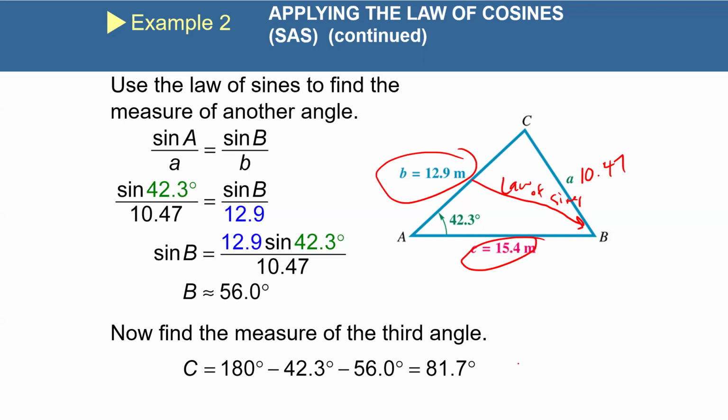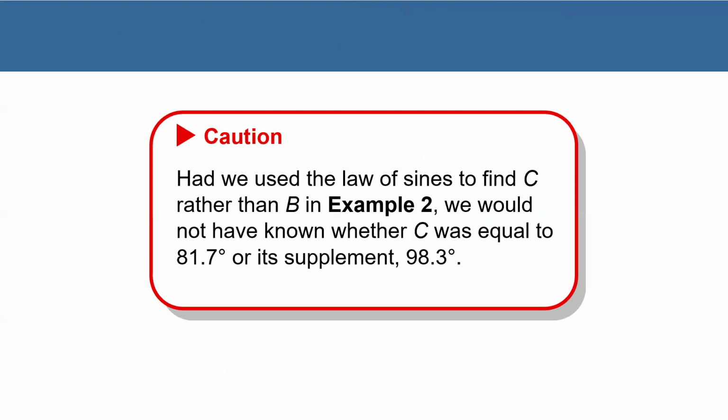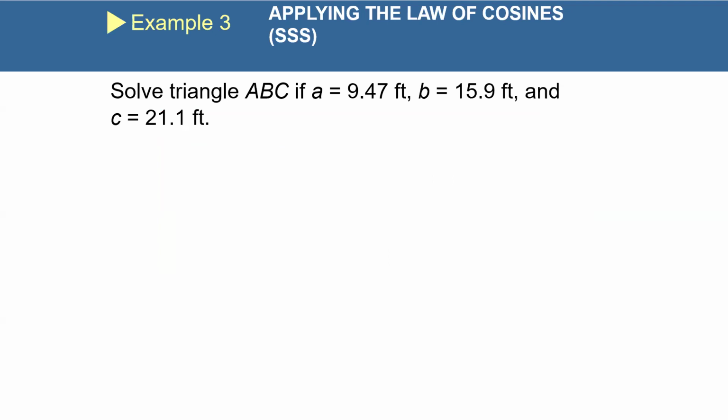That's because you avoid the possibility of getting an obtuse angle if you use the smaller one, to guarantee that it's not. Had we used the law of sines to find C rather than B, we would not have known whether C was equal to the angle or its supplement. So to avoid that, we always use the smaller. Got it?